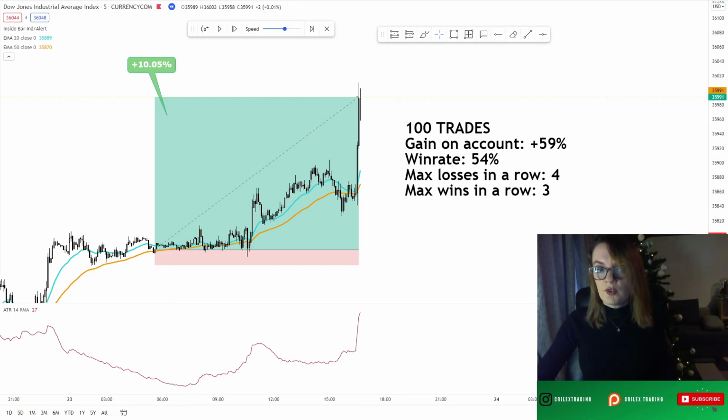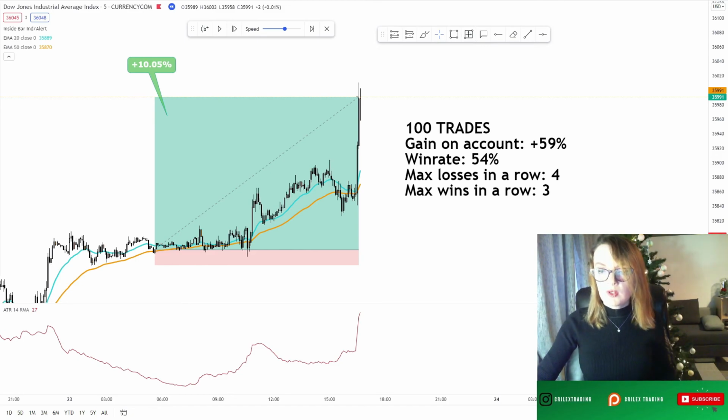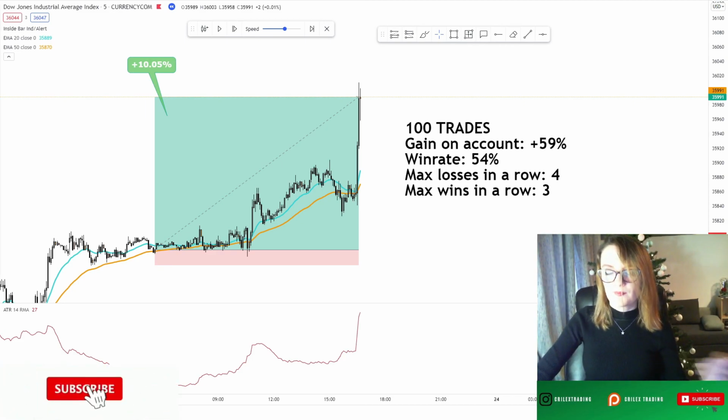The major goal for every trader is to be in profit at the end of the month or at the profit split day. So if your strategy proves that you can get an important gain on account, as we can see here, plus 59%, stick strictly to your plan and don't trade just randomly or emotionally due to some losses.